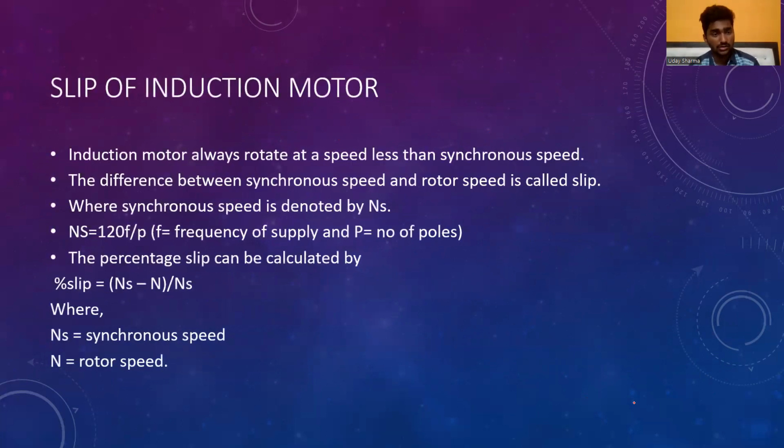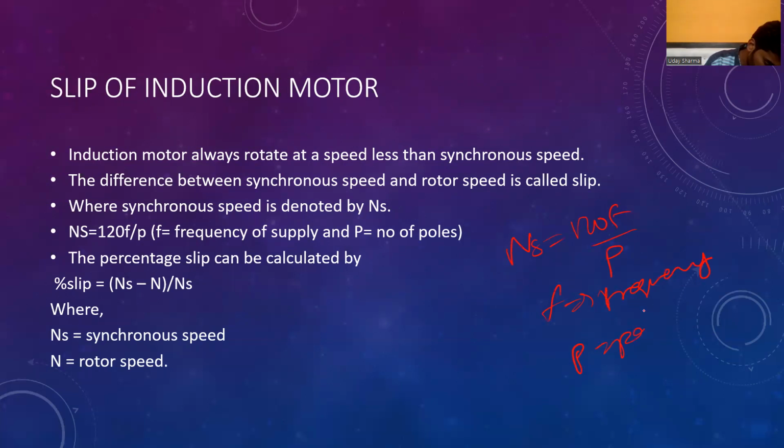Slip of an induction motor. An induction motor always rotates at a speed less than the synchronous speed. The difference between synchronous speed and the rotor speed is called slip. The synchronous speed is the speed at which the magnetic field rotates. It is denoted by Ns and given by 120f/P, where f is the frequency and P is the number of poles.